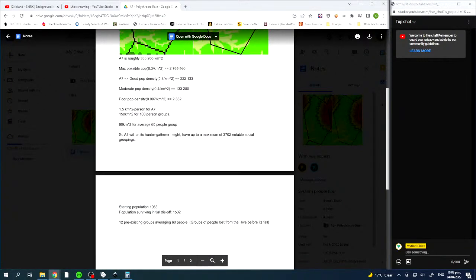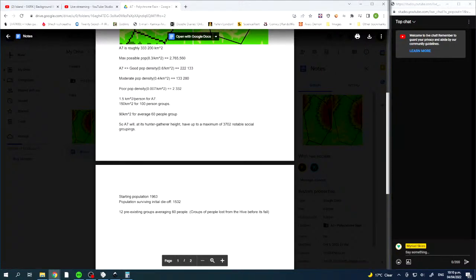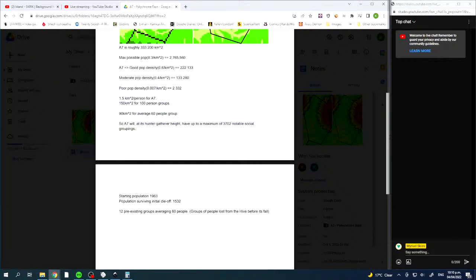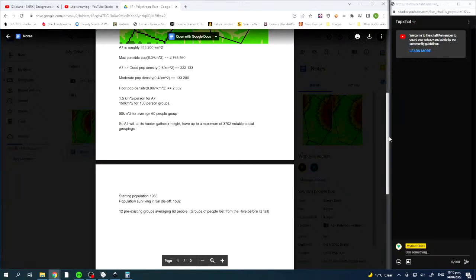But of course, at the very start, it's not going to be that quick. I figured an average of about 60 people per group. So this is the hunter-gatherer kind of grouping still. There will be more, there will be less. At its hunter-gatherer height, it'll have about 3,702 notable social groupings. Of course, I can't worldbuild all of those. There's going to be generalization in the form of culture groups amongst those.